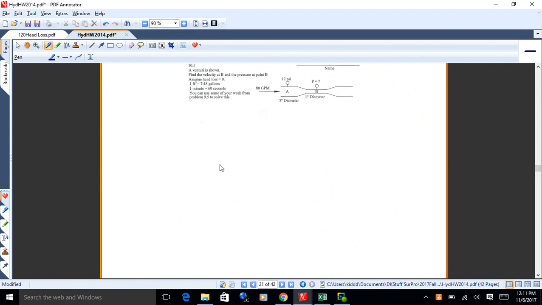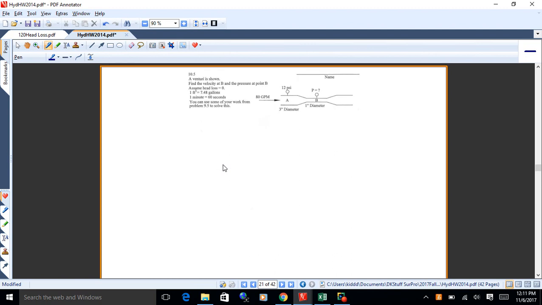Right, next one here: find the velocity and pressure at B. This one takes a little bit of messing around. Again, you want to get a table going with this. That's how I would approach it anyway. This is 27.72 feet. That's the pressure head there.